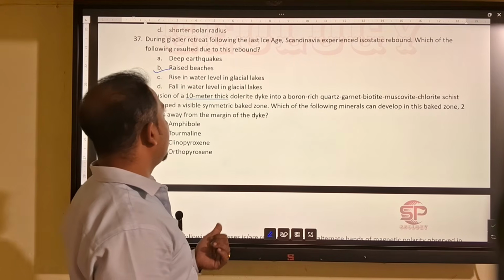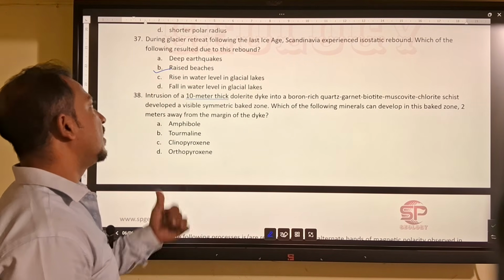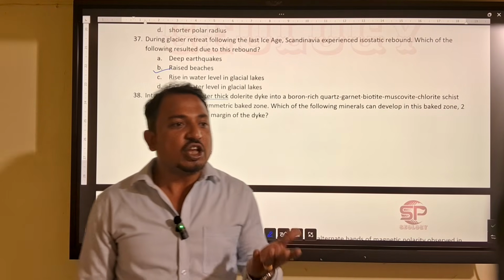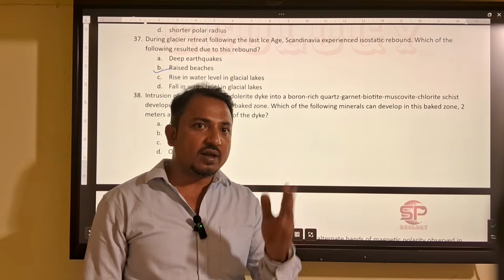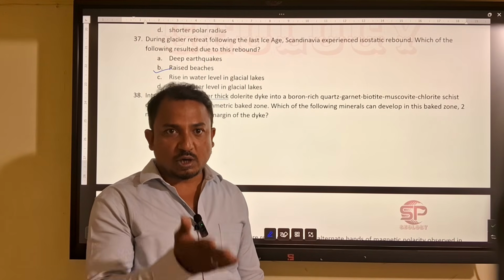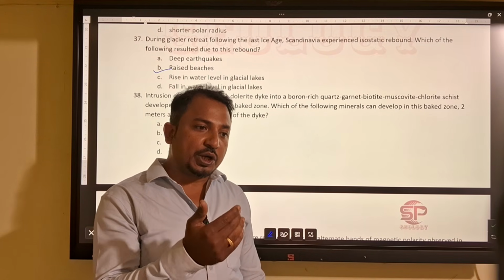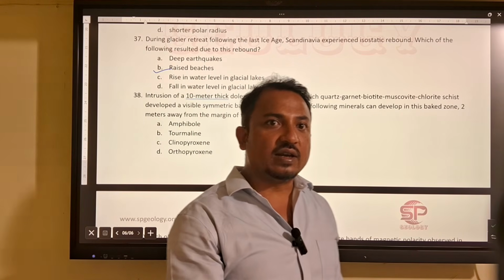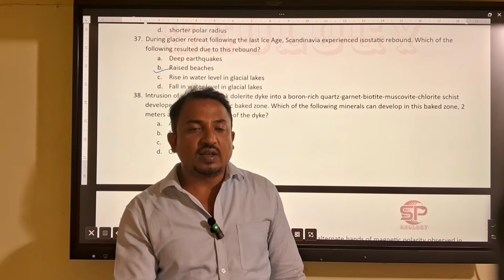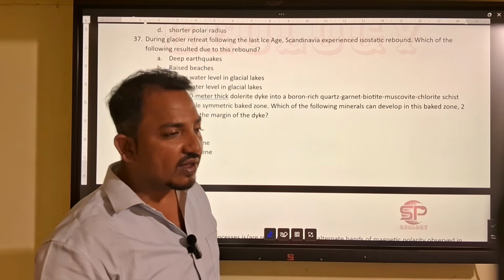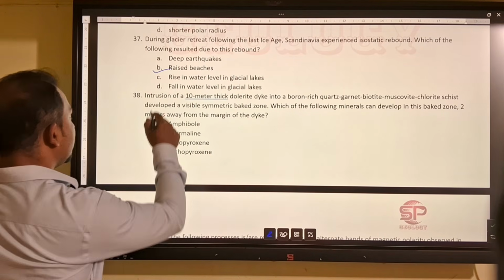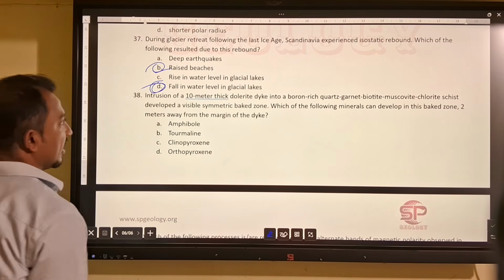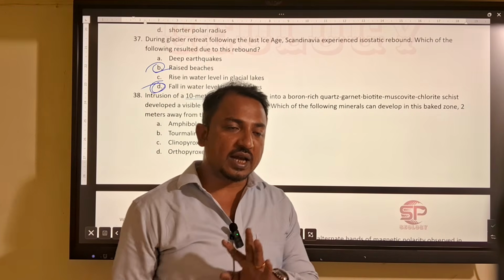Then rise in water level in glacial lake, fall in water level in glacial lake. So either one will be correct. So let's think: if the land will uplift, or the crust will uplift, it will decrease the water level. If anything is depressed, then it decreases the water level. If anything is uplifted, it will decrease the water level. So that means there will be a fall in water level in glacial lake. So the answer will be B and D.